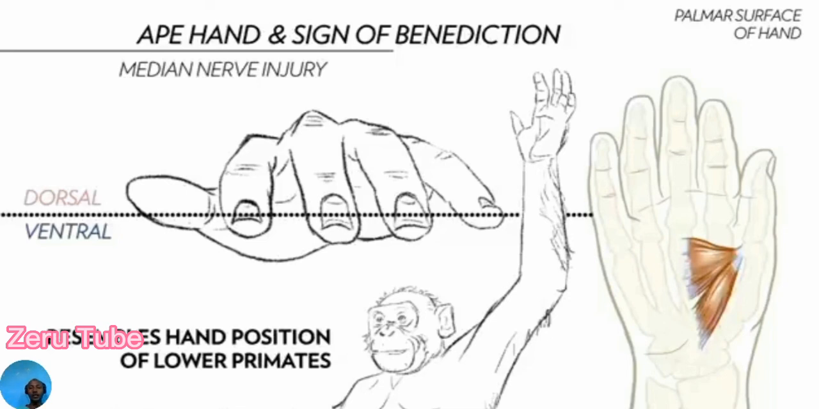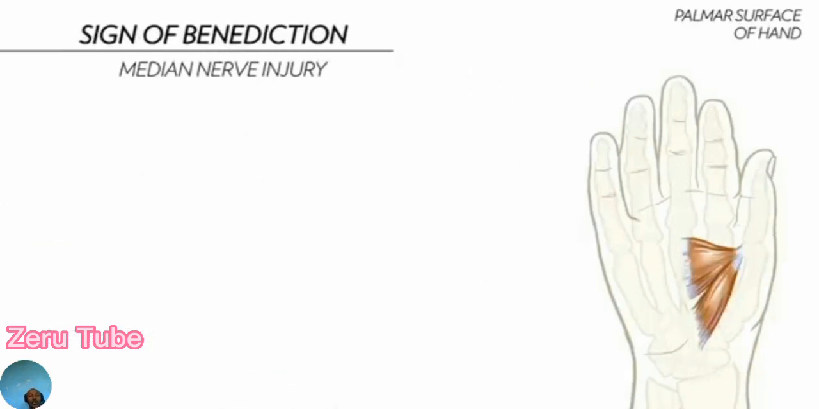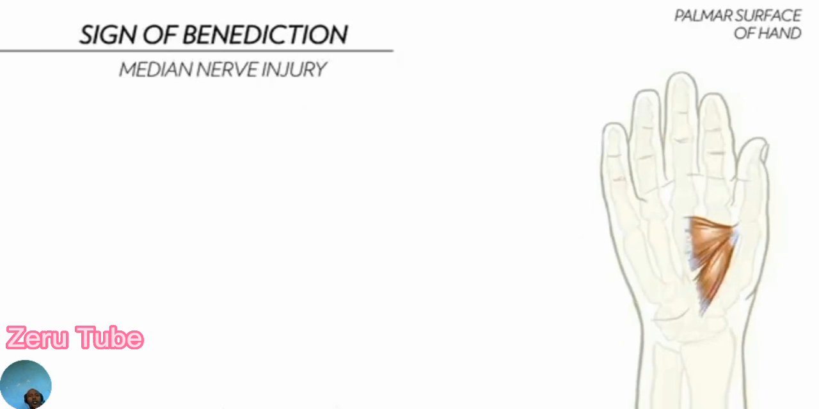Finally, the patient's hand looks like an ape's hand, because the thenar muscle is atrophied. In an ape's hand you won't see these prominences, the thenar and hypothenar prominences, so the hand is flat. So we call this the ape sign. It resembles the hand position of the lower primates. That is the first sign. The second sign is the sign of benediction.